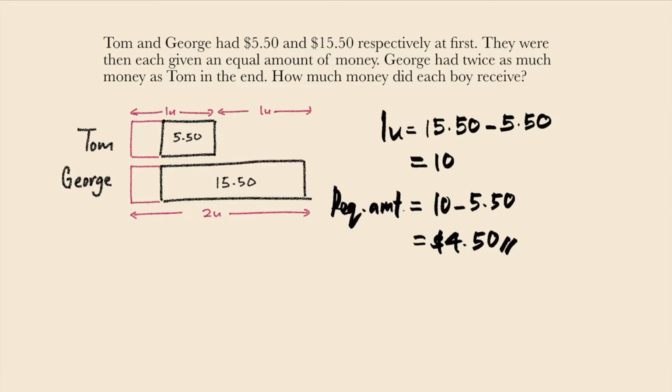And how much did each boy receive? I can find that by looking at this portion here. 1 unit is $1000. So therefore, what was added was $1000 minus 550.